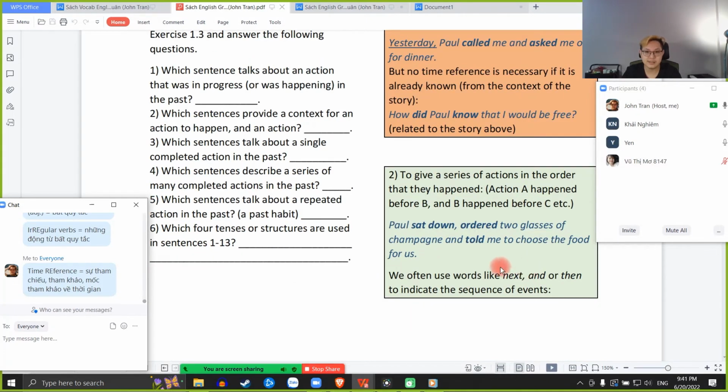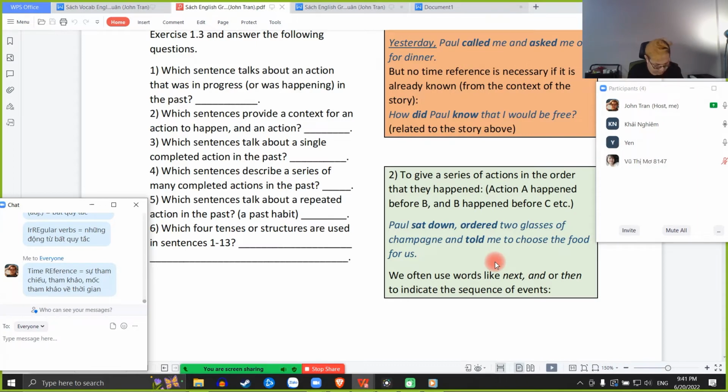Now, number 2. Nghiêm, please. To give a series of actions in the order that they happened. Action A happened before B, and B happened before C. Sat down. Ordered 2 glasses of champagne and told me to choose the food for us.